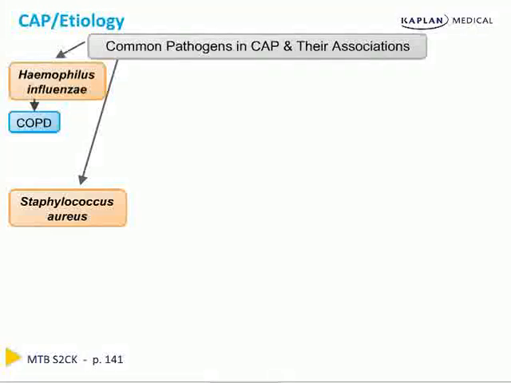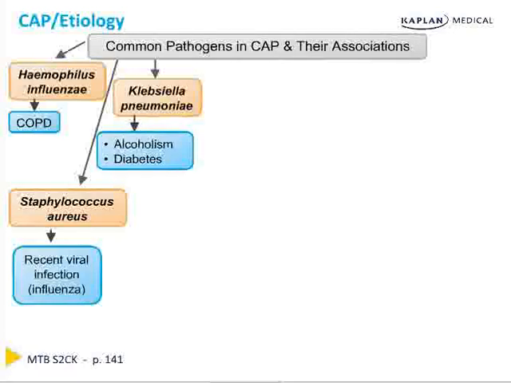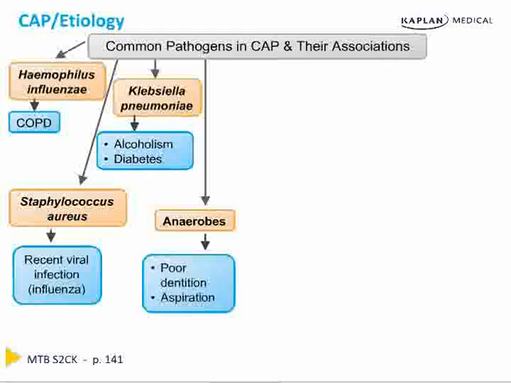Staphylococcus aureus can cause community-acquired pneumonia, usually in patients after a viral infection, such as influenza. Klebsiella pneumonia is commonly causing pneumonia in patients with alcoholism and diabetes. Anaerobes can also cause a community-acquired pneumonia. Because anaerobes are part of the typical mouth flora, patients with poor dentition, and in particular those who are aspirating, can develop anaerobic community-acquired pneumonia.